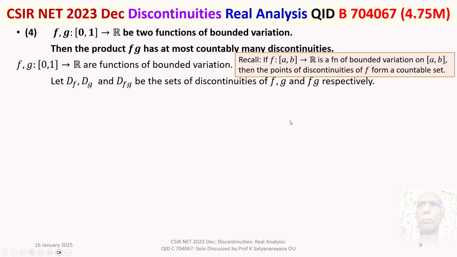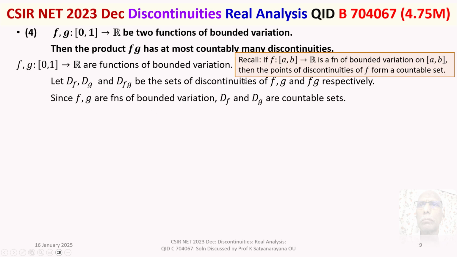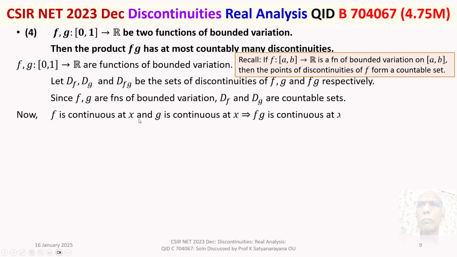So, what is given to us? f and g are functions of bounded variation. Therefore, by the above result, Df and Dg are countable sets. Note down a point here: Df union Dg is also a countable set because it is the union of two countable sets, which we require later. Now, f continuous at x and g continuous at x will imply fg is continuous at x.